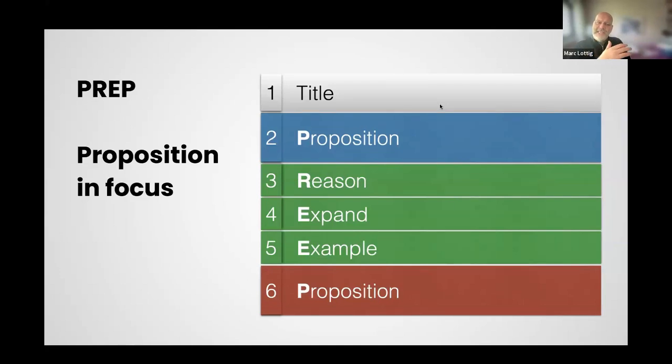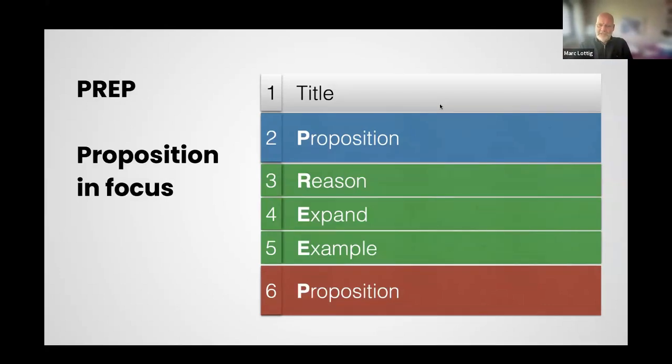Then you can use an E, where you can expand on the reason, or you give an example, or both. But it's the E. So proposition, the reason, the example, and then restating at the end the proposition in a different way. And if you look at it, that also can follow a storyline. The title is the beginning, the proposition is where it goes, then you go through the story of your reason, the expansion of that, the example, and you conclude with a different version of a proposition that is a little different and a little bit better than where you started off with.